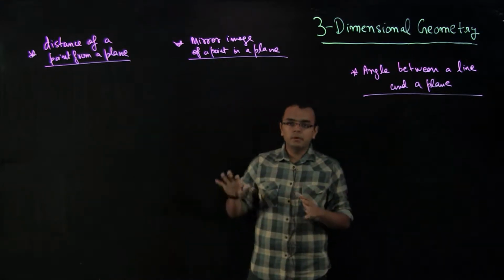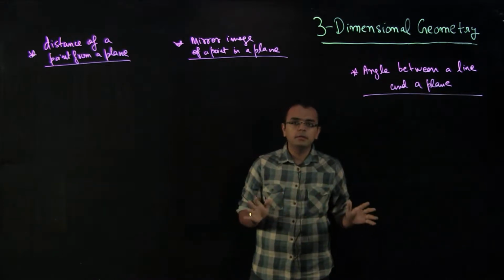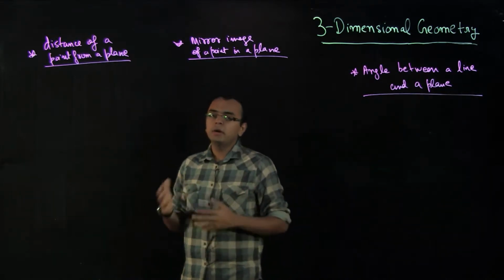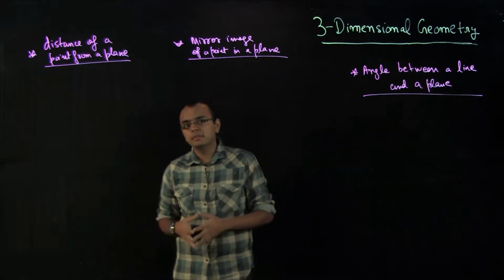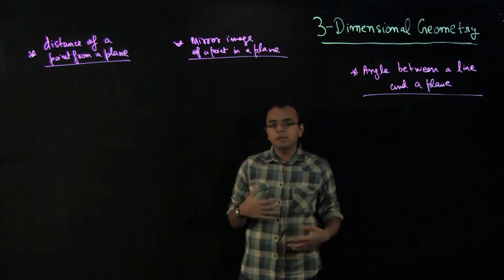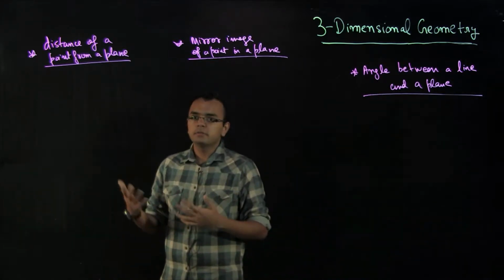So till now we were talking separately about just lines, just planes, and family of planes, but we never mixed these concepts up. Now is where we will try to mix the concepts up. We will have a line and a plane, a mirror image of a point in a plane, where you will be using things like lines also, and distance of a point from a plane.